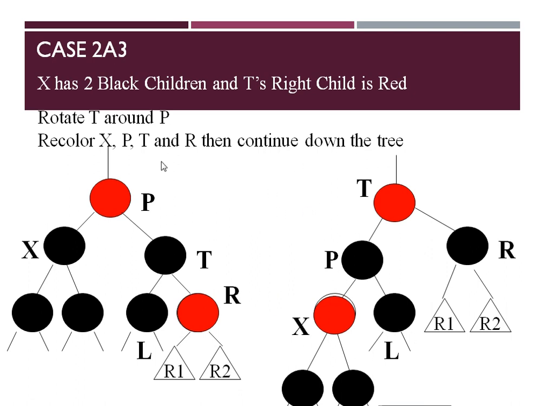Then you need to do recoloring. Since X was colored black, you have to change the color of X, P, T and R, and then proceed down the tree.